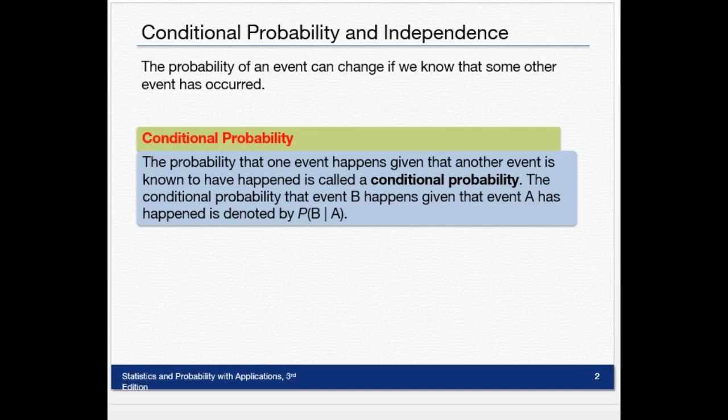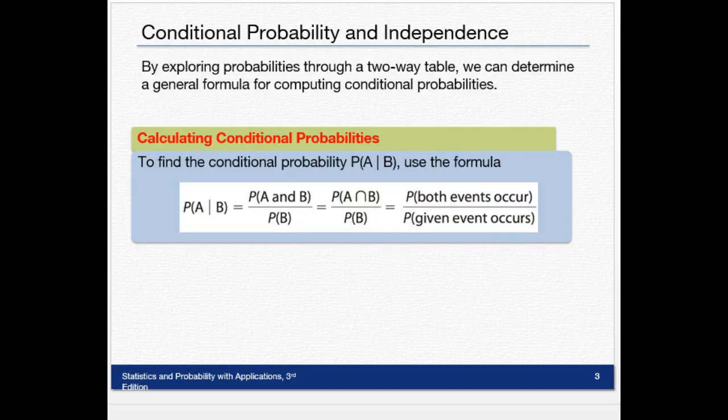Now, this last letter right here, that's the given one. And it does matter in the way you process the problem, okay? So it's B given A. When you read it, you don't say the bar, you say given. Probability of B given A is how you would read that correctly. All right. By exploring probabilities through a two-way table, we can determine a general formula for computing conditional probabilities.